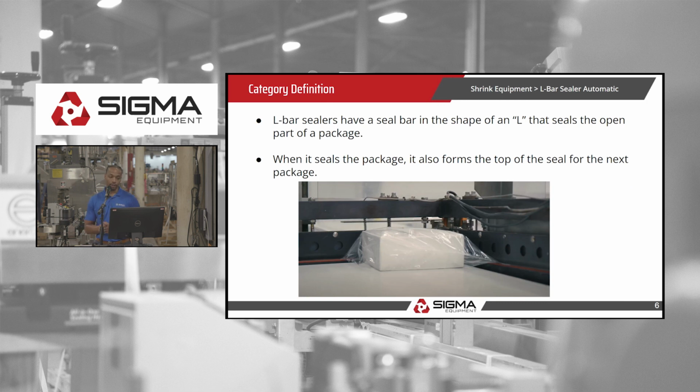So the definition of an L-bar sealer. An L-bar sealer has seal bars in the shape of an L that seals the open part of the package. As you can see in this picture, that L-bar sealer is actually closed, but that opens up kind of like an alligator mouth. It comes down, and when it comes down, it seals the package, and it also forms the top of the seal for the next package.